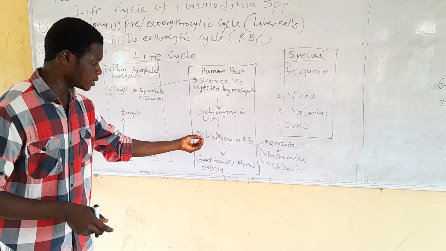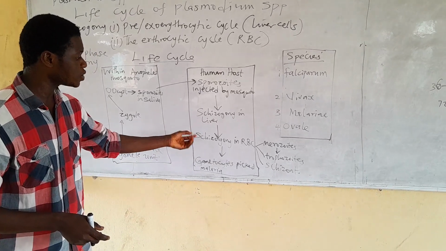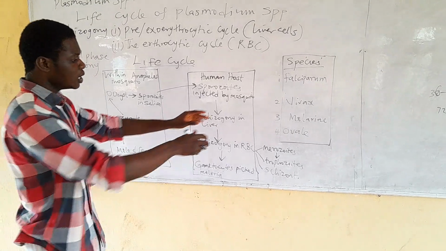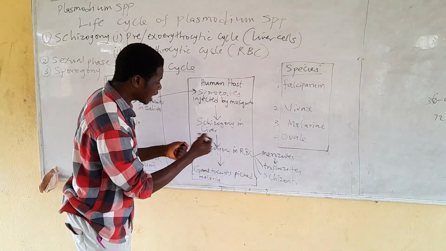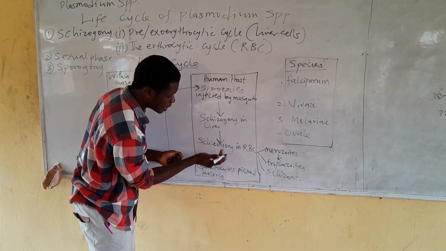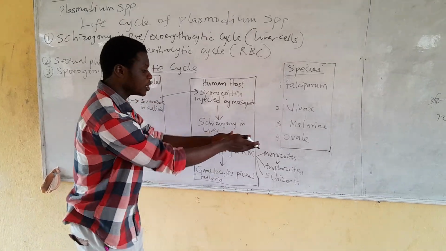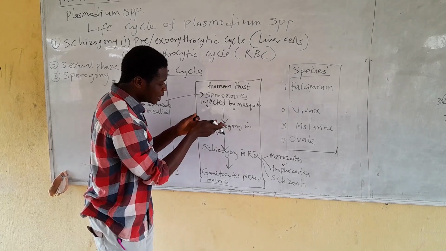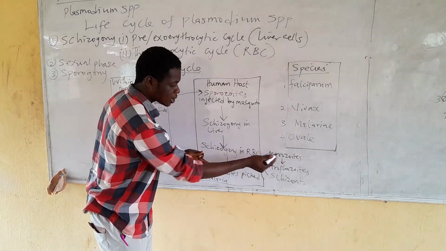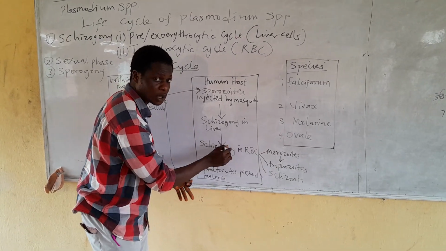As it comes from the liver to the red blood cells, it changes to merozoites. As it enters the red blood cells, it enters like a merozoite. At this stage in the liver cells, it changes from its form to merozoites, which enter the red blood cells.